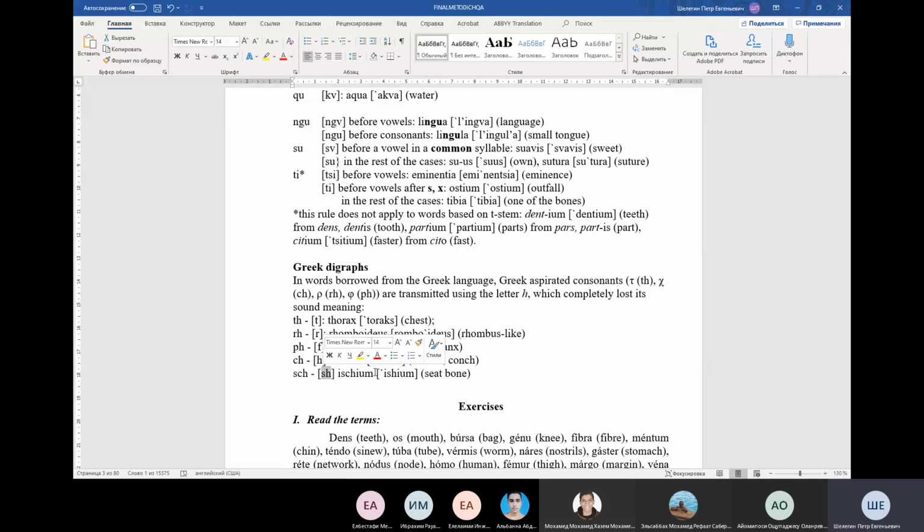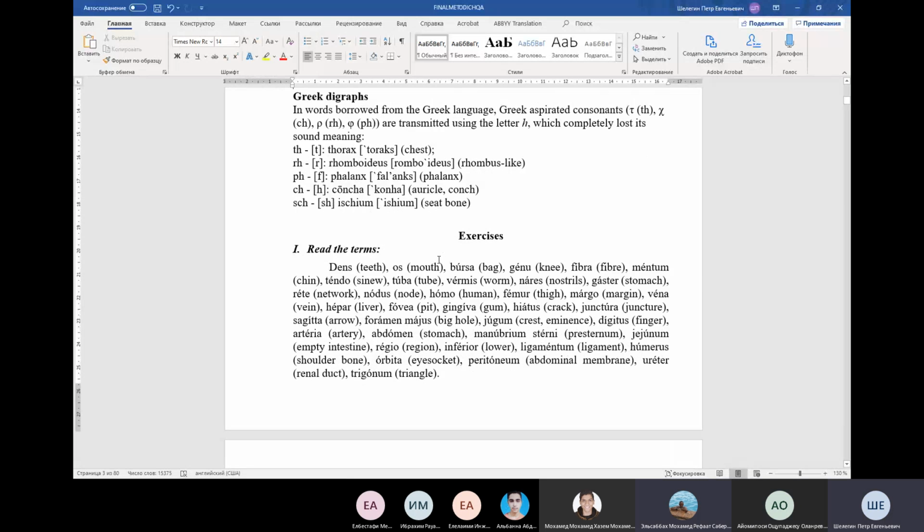And that is everything about the pronunciation. Any questions right now? Because we are going to practice it. A lot of new info, I understand. No questions so far. Okay, let's do the exercises. Who can volunteer?